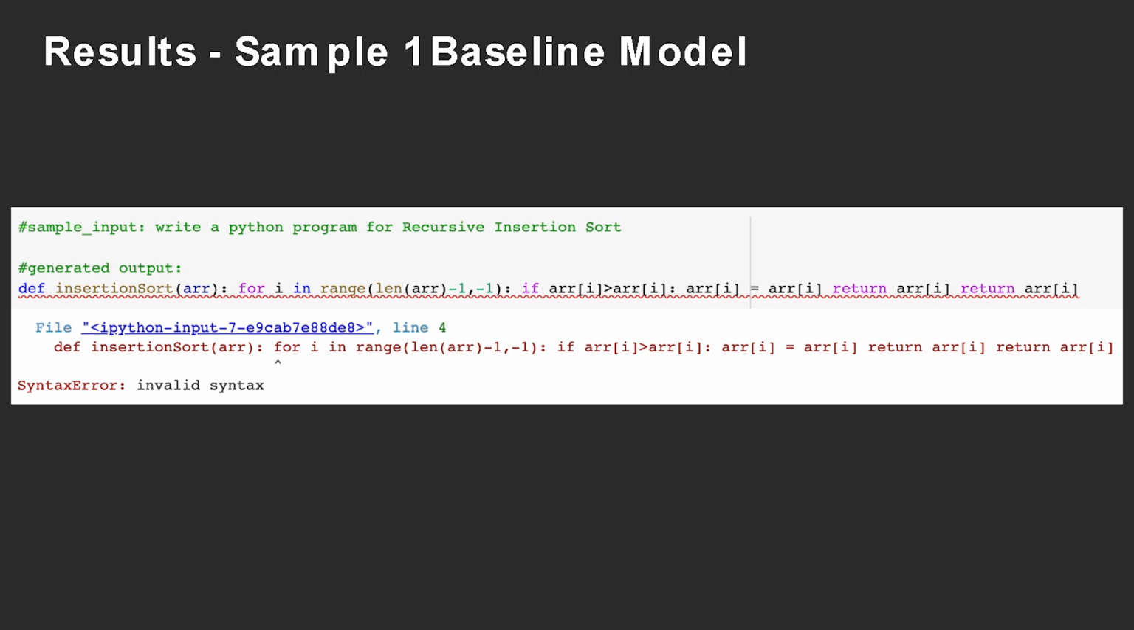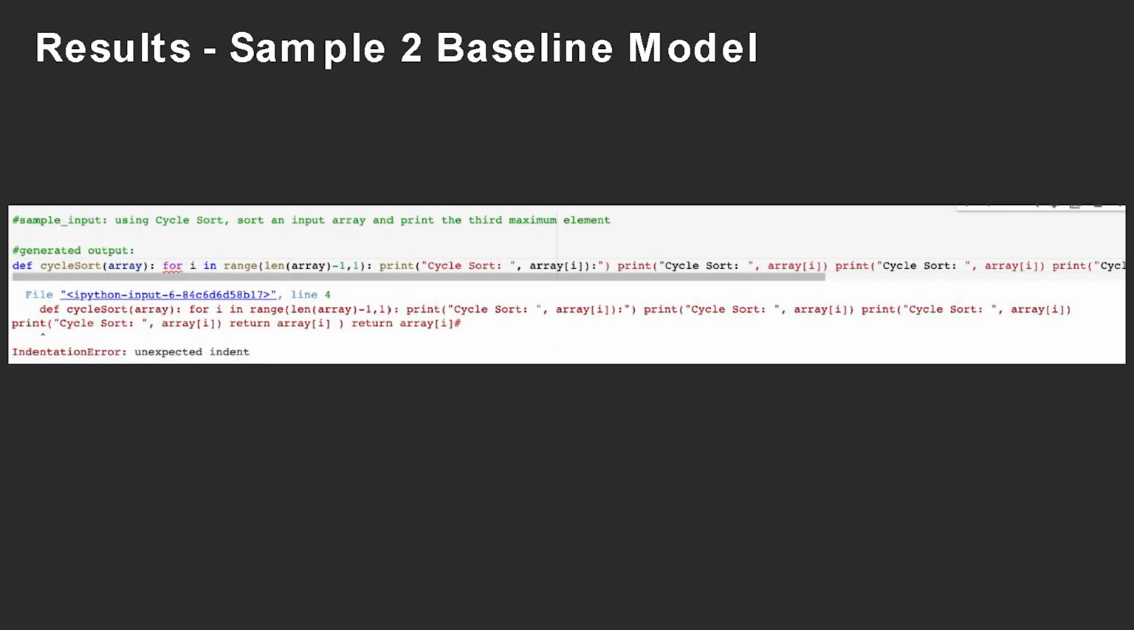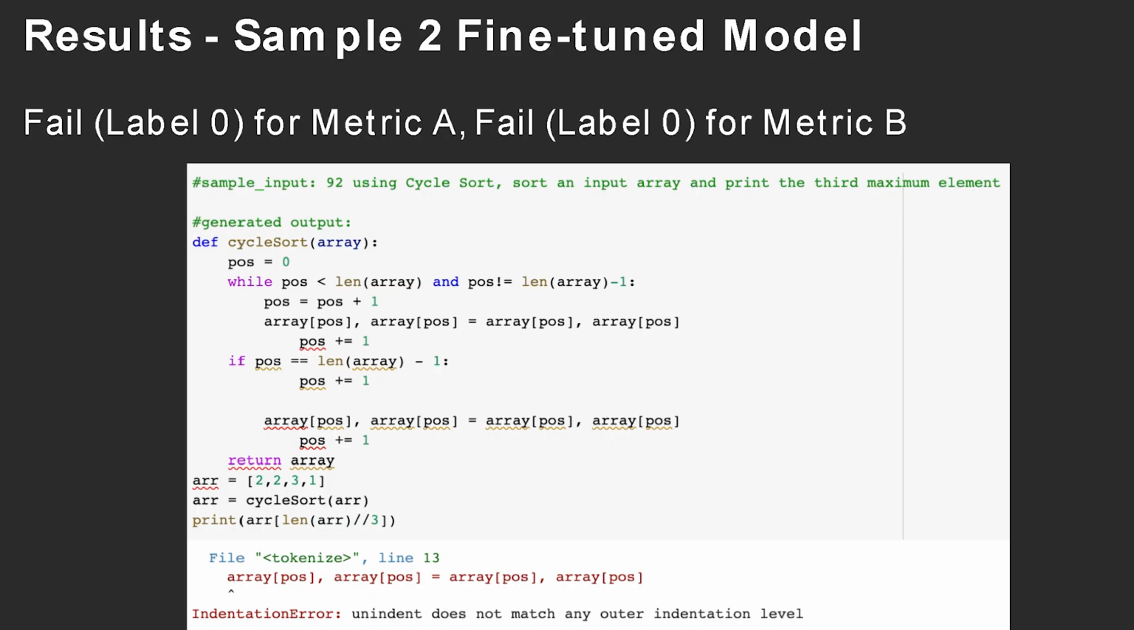For simple one, the baseline result is pretty bad. It's all in one line, and you can see it keeps repeating the same piece of code. The simple two result for the baseline model is similar to the previous one. The simple two result of our fine-tuned model doesn't have correct syntax and it does not complete the task. So this one will be labeled fail for both metrics.